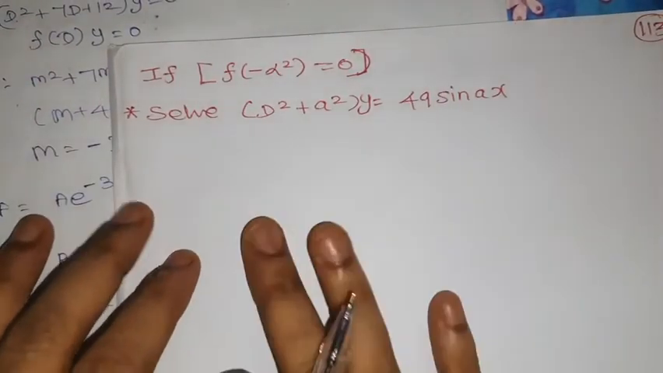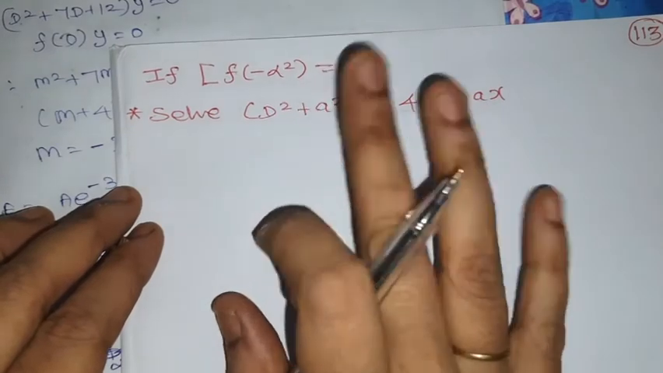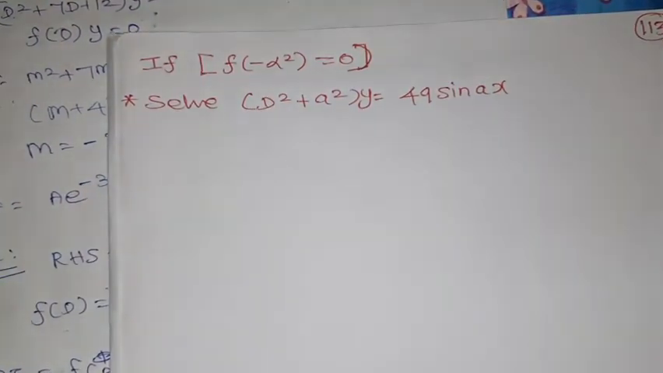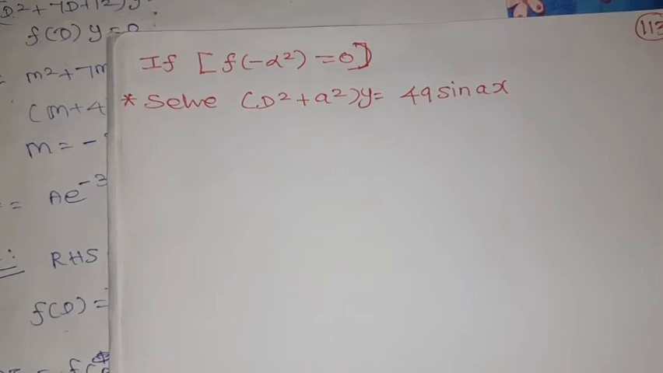Okay, we'll see the next problem, of the type: what if f of minus alpha squared equals 0? F of minus alpha squared is nothing but the denominator. Whenever we substitute D squared equal to minus alpha squared, that denominator term will become 0. What if the denominator becomes 0? How to proceed? We'll see.